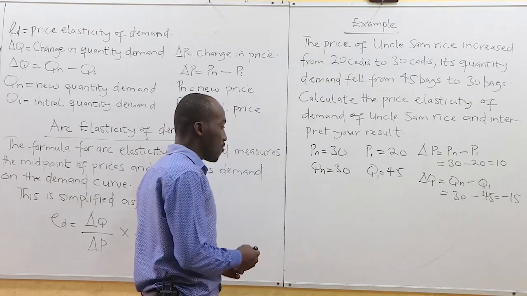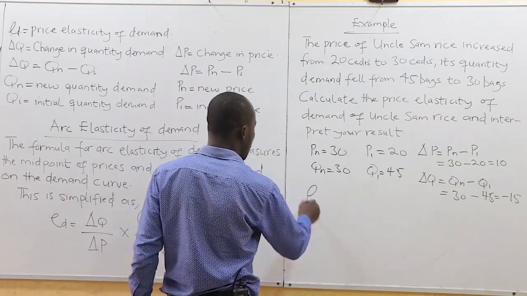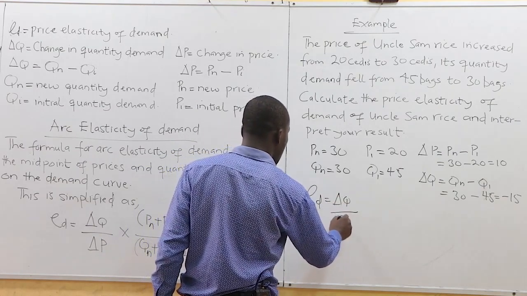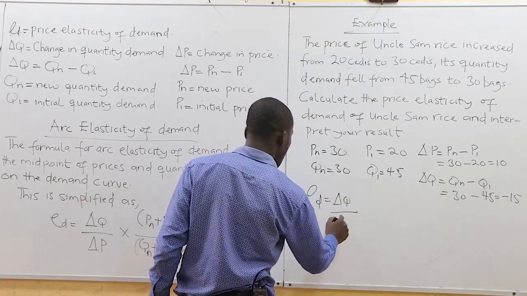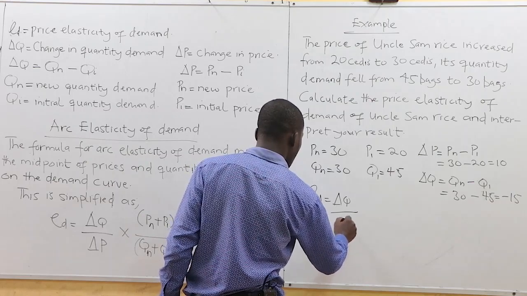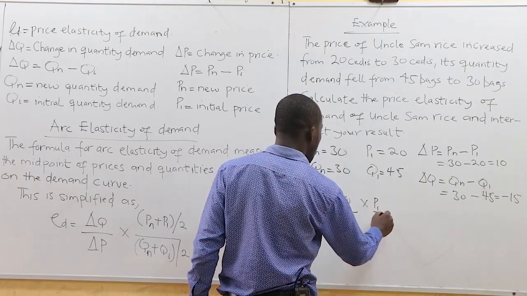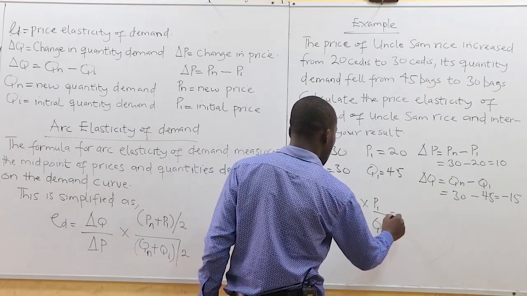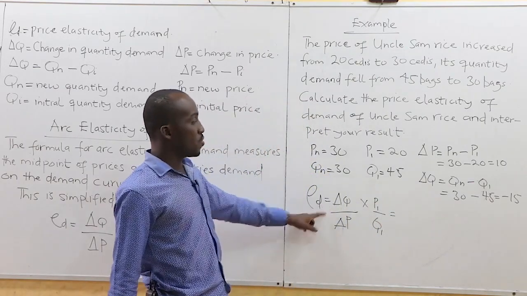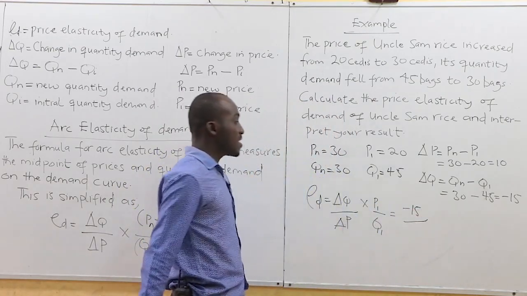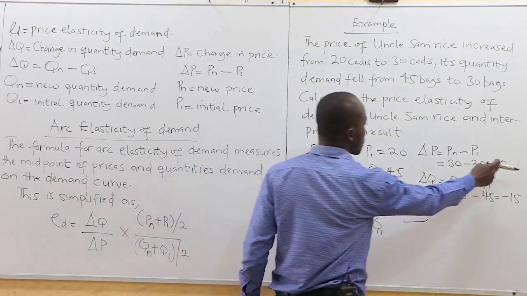Let's go and put that in our formula. What is our formula? The price elasticity of demand is equal to change in Q over change in P, times the initial price over initial quantity. So let's see, what is the change in Q? Change in Q is equal to what? 15. What is the change in price? Change in price is what? 10.